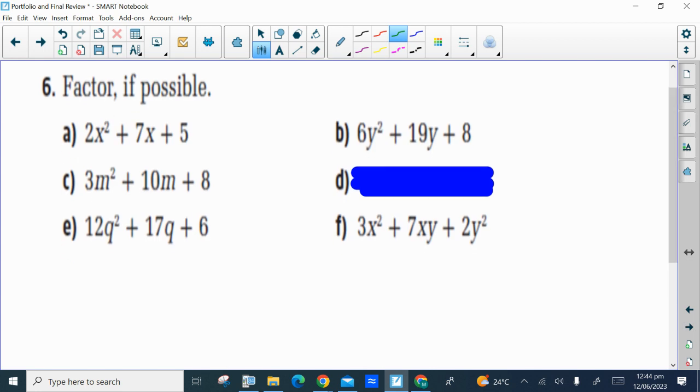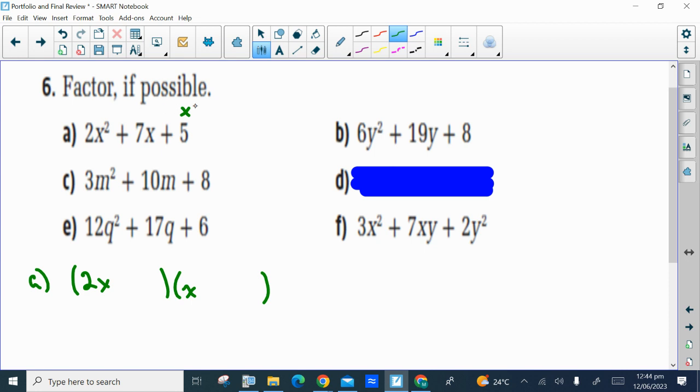We looked at ones like this where there was a number in front of the squared term. So there is no common factor for question A. So if there are factors, there will be binomial factors. In this case, the front terms have to multiply to get 2x squared, which means you need a 2x and a 1x. The last terms multiply together to get 5, and they don't add to get 7.